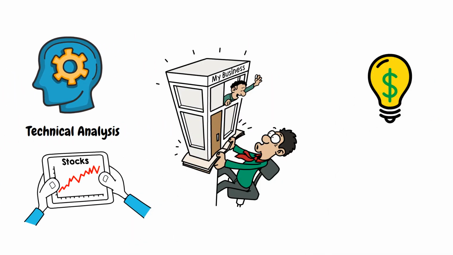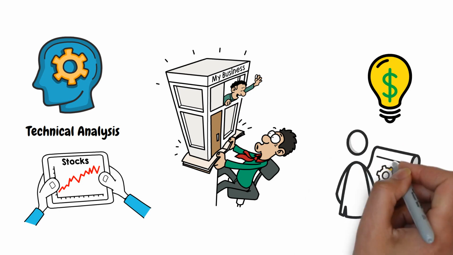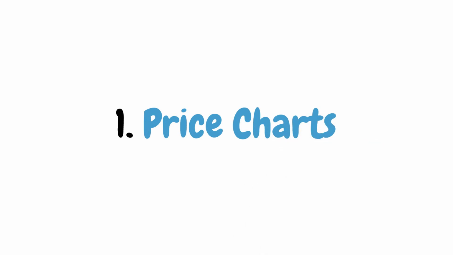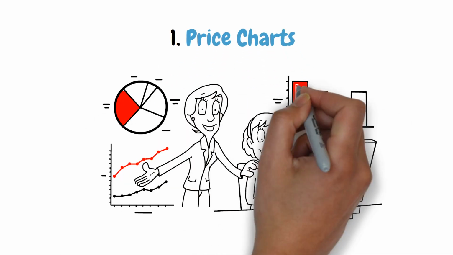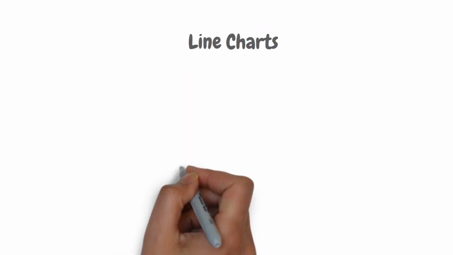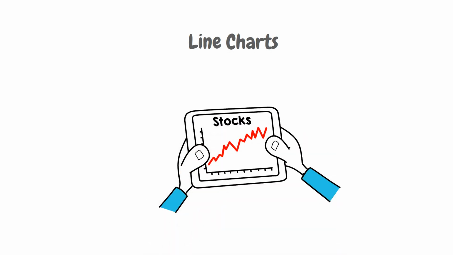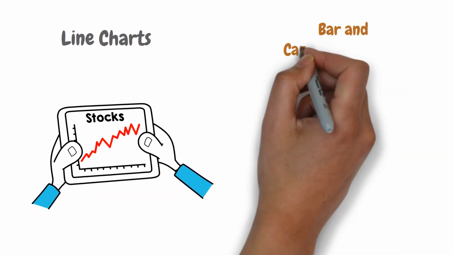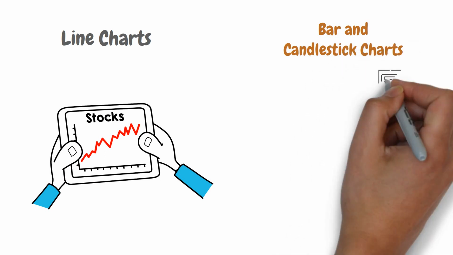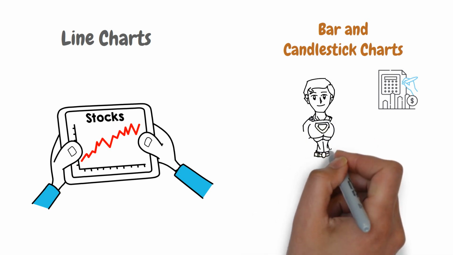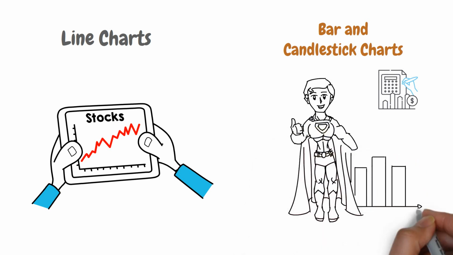Here are some key concepts and tools that you will encounter with technical analysis. Price charts. Think of these as visual diaries that capture the stock's price journey over time. They come in various forms. Line charts. The simplest form, like a basic graph you might have drawn in school, showing how stock prices change day by day. Bar and candlestick charts. A bit more intricate, these give insights into opening and closing prices and the highs and lows during a trading period, much like noting the busiest and slowest hours at our bakery.